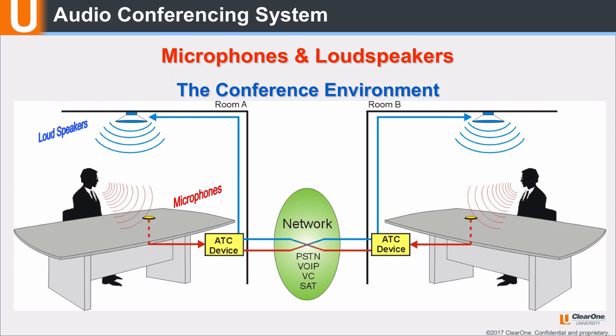Another performance consideration is the quality of the audio network, which is what provides the connection between the two conference rooms. Remember, the performance of this system is only as good as its weakest link. Any component in the system, including the conference environment, can be a limiting factor to the overall performance of the system.